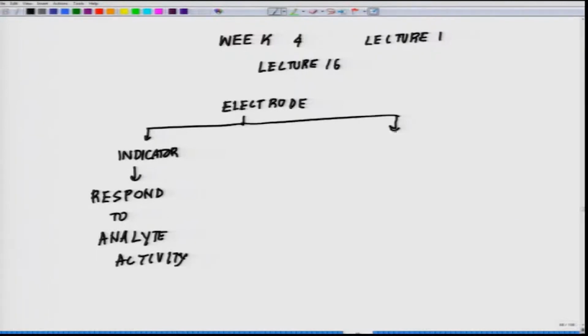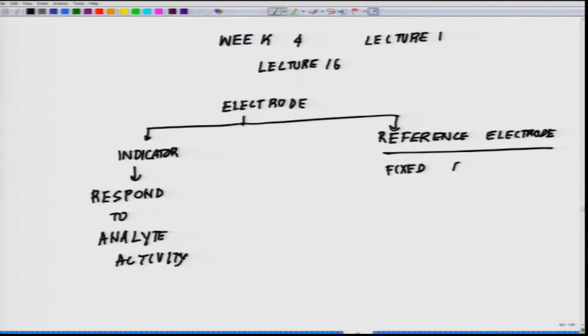Then you have a reference electrode, which is your fixed reference potential. Okay. With respect to this, you are doing all the measurements, and the use of electrodes to measure the voltage that provide chemical information.